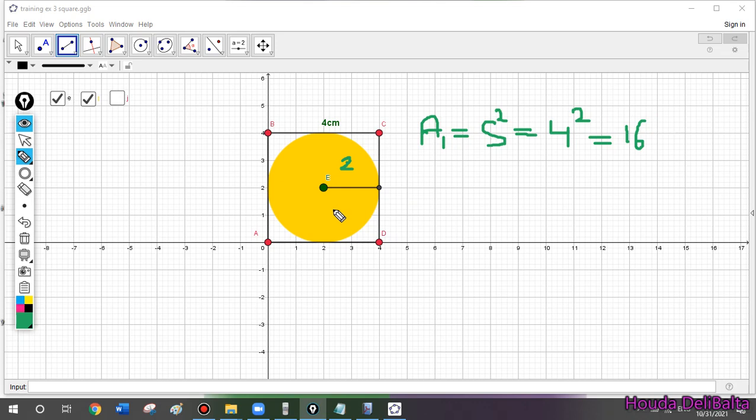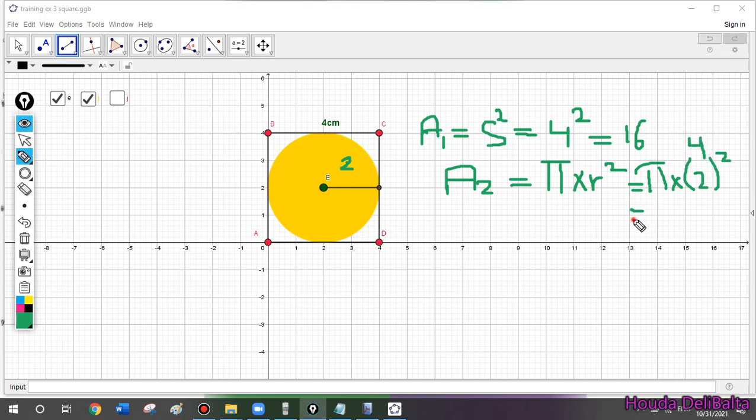Now let's remember, what's the area of a circle? The area of the circle, let's call it A2, is equal to, let's remember together, pi times r squared, which is pi, that famous pi, 3.14, etc., times the radius squared, meaning 2 squared, so it is definitely pi times 4, which we write as 4 pi.